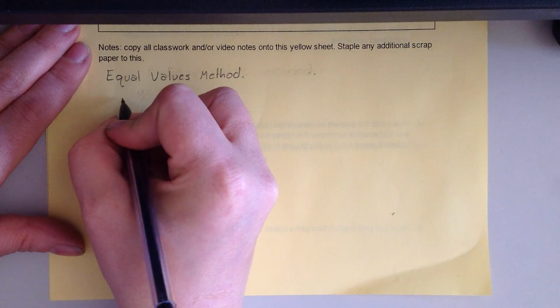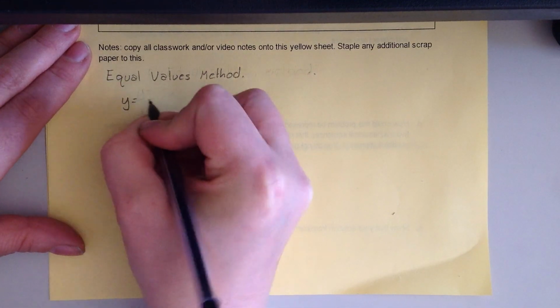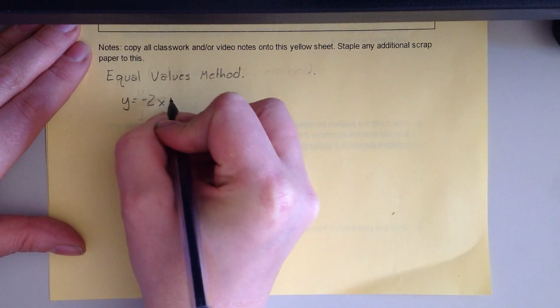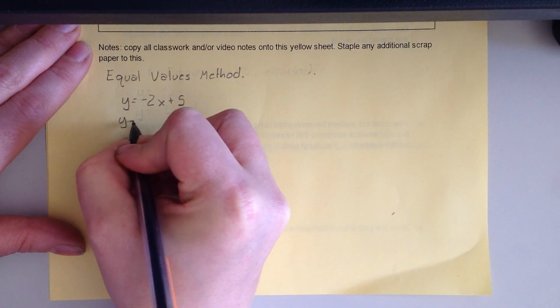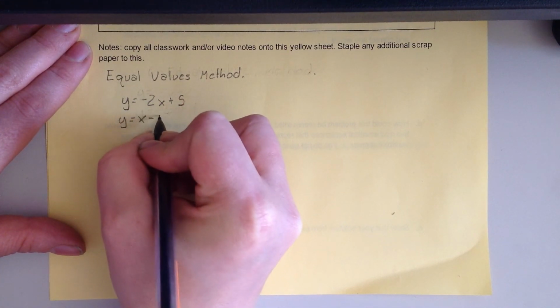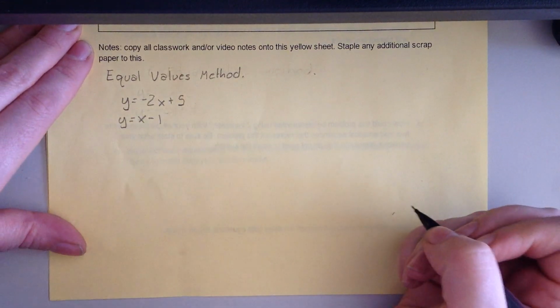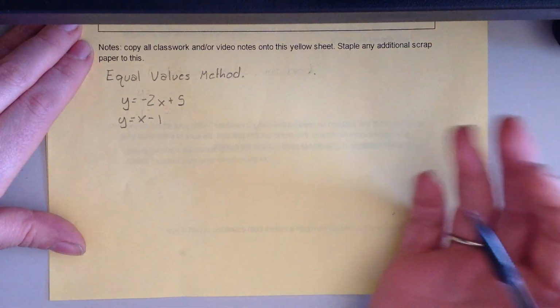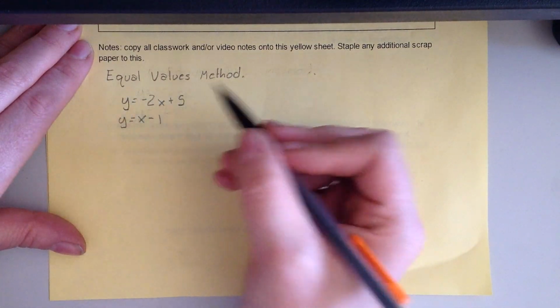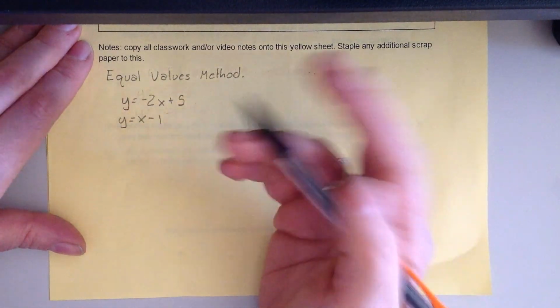So let's say one of my equations is y equals negative 2x plus 5. Let's say our other equation is y equals x minus 1. Okay. We're assuming that in both of these equations, we're talking about the same x and the same y. They're standing in for the same situation.